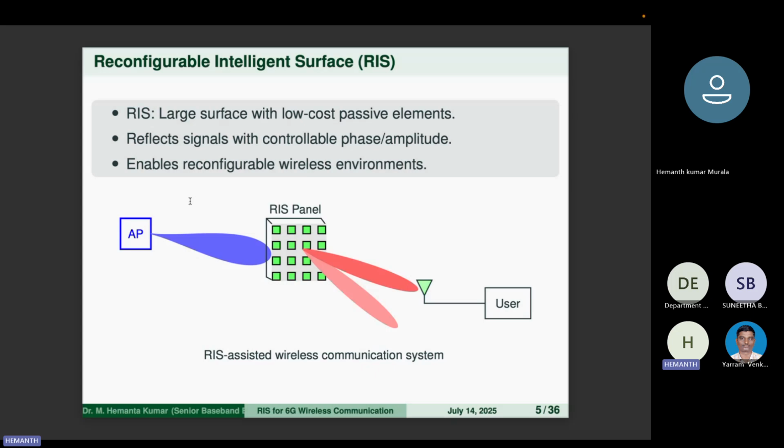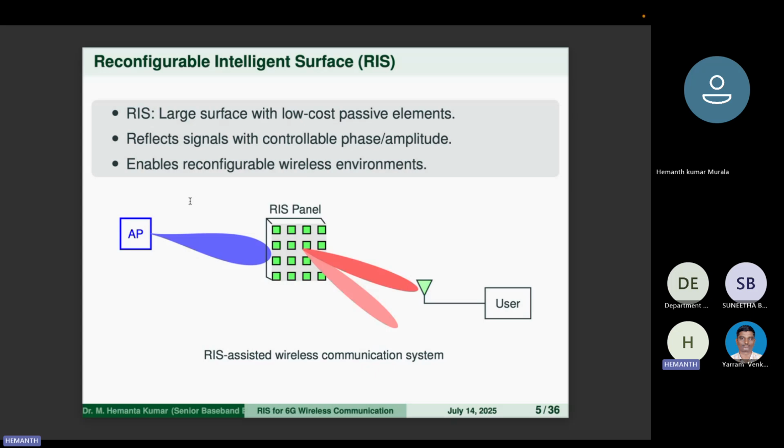Do you know what RIS is? RIS means reconfigurable surface. It has n elements, and all n elements are controlled by one device, an FPGA device. So it works in a constructive way, not a destructive way. Observe here: the user is on one side, with dark red and plain orange colors. The first one is a constructive way, the second one is a destructive way.